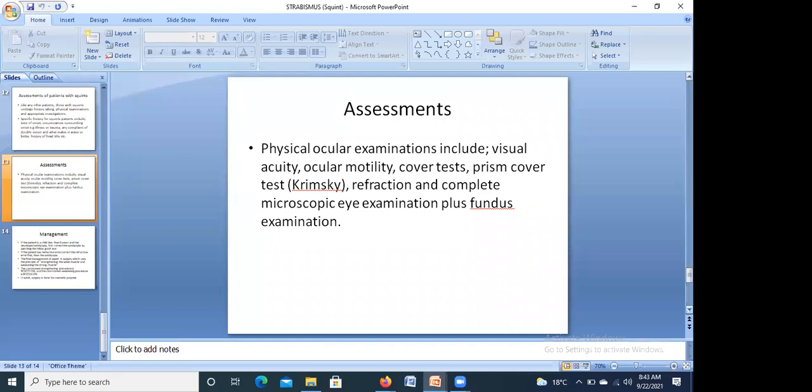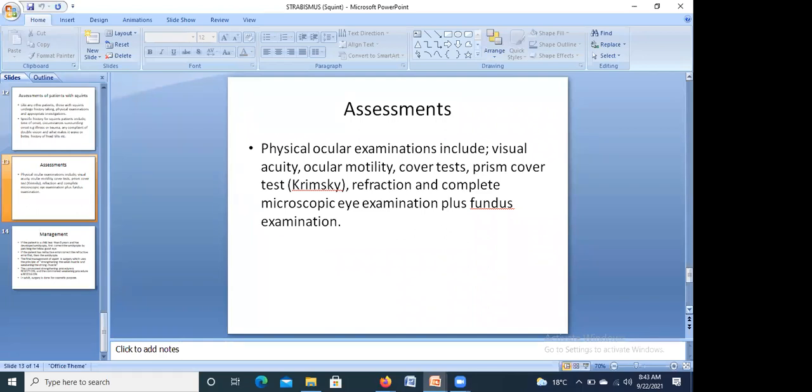We also do the cover test. That is, you cover one eye, and then you look at the effects on the fellow eye. When you cover the right eye, if the eyes are looking straight ahead, you should not see any movement in the left eye. But if the left eye is deviated, the moment you cover the right eye, you see the left eye moving to take fixation. That shows that the left eye was deviated before the right eye was covered. So the cover test is important.